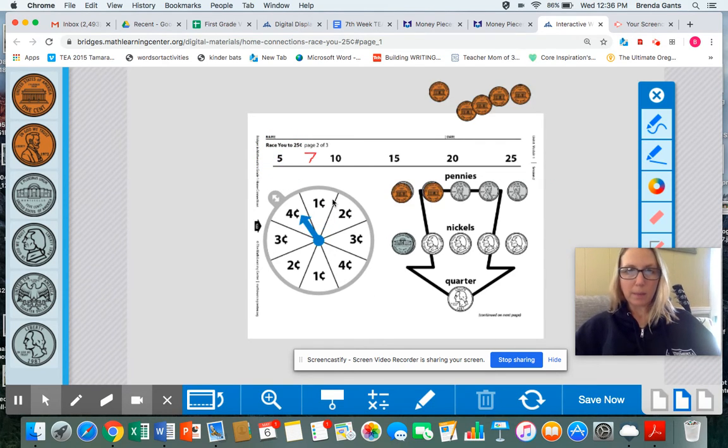I'm going to go back to my board. Okay, this is my board. My turn to spin. Ooh, I got 4. So 1, 2, 3. I'm going to have a leftover, and I'm going to need to trade, aren't I? 3, 4. So now I need to take those away and trade them. 5 of those turn into a nickel.